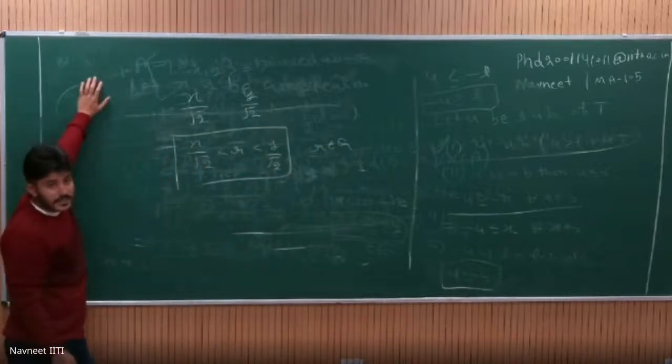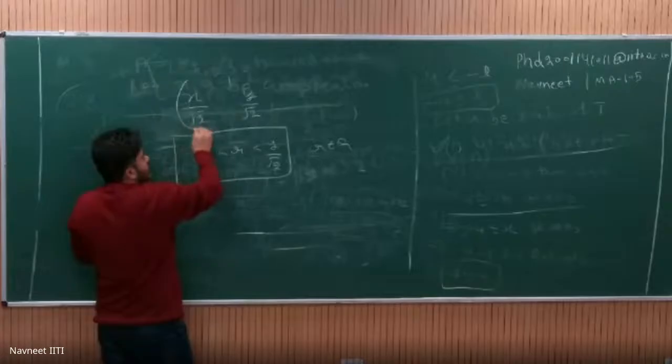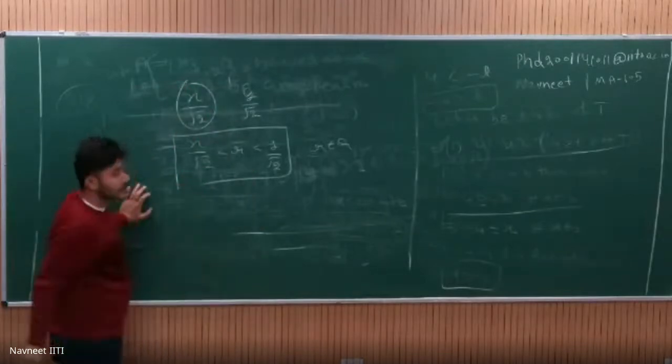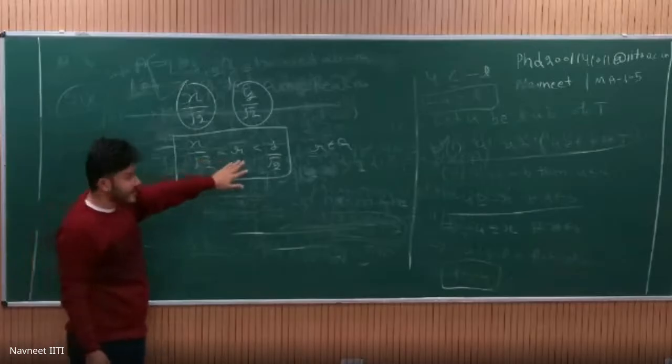Any doubt in this point? Please explain again, sir. This point. You know x by root 2 is a real number. Y by root 2 is a real number. And the previous argument is saying if you have two real numbers, there must be a rational number in between them. Yes, sir. I am writing just that one.